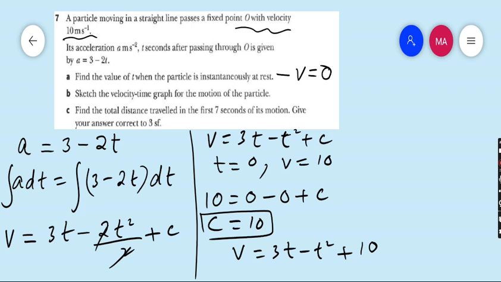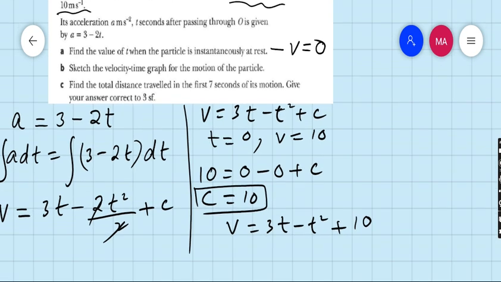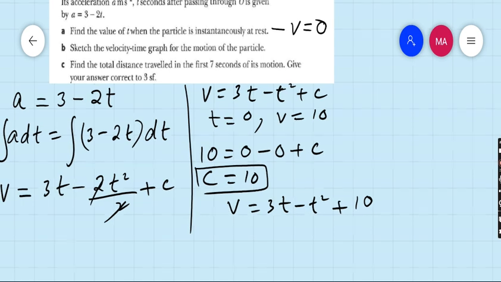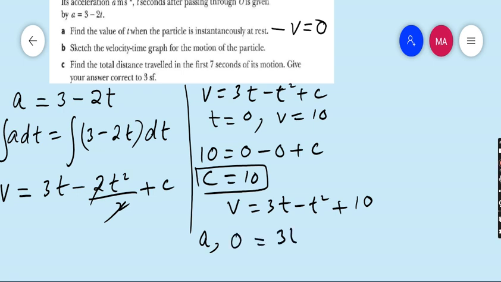Now come to our main requirement. Our requirement in part A is to find the value of t when the particle is instantaneously at rest. Now instantaneously at rest means the velocity is 0. So 0 is equal to 3t minus t squared plus 10, or you may write it as t squared minus 3t minus 10 is equal to 0.